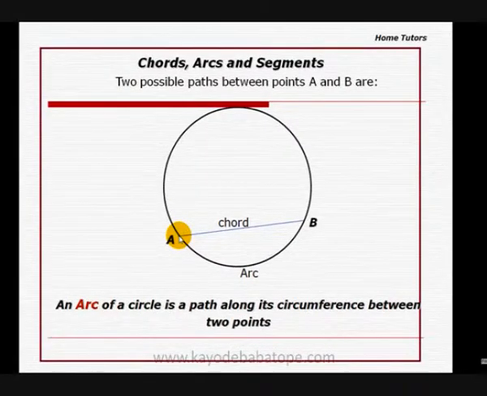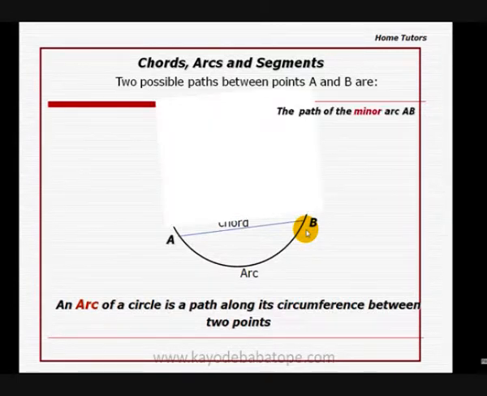I hope now you see the difference between an arc and a chord. So the chord is a straight line joining the 2 points, but the arc is the path along the circumference joining the 2 points. Now, there are 2 possible paths between point A and B.